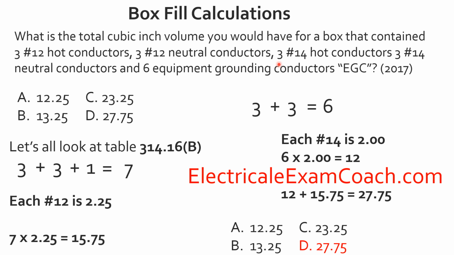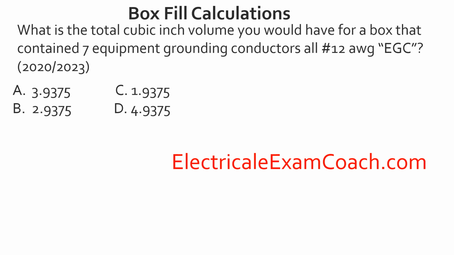Now let's move on to the 2020 and the 2023. What is the total cubic inch volume you would have for a box that contained 7 equipment grounding conductors, all of the 12 gauge persuasion in the 2020 and the 2023? I left out all other conductors because you're going to use the same rules: after you do this calculation, you group it with whatever the largest conductor is in the box, like you learned previously.